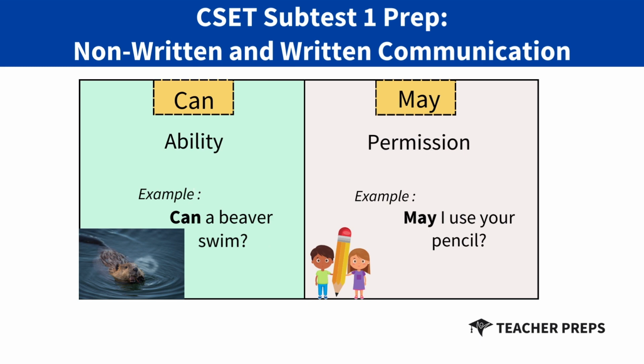Next, we have can and may. Can represents ability. May is for permission. So for example, can a beaver swim? Or may I use your pencil?